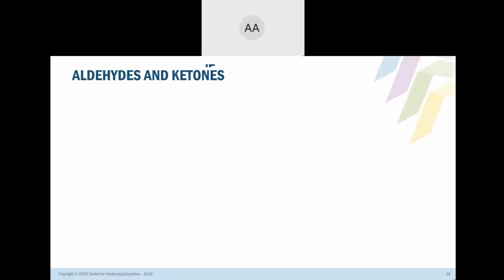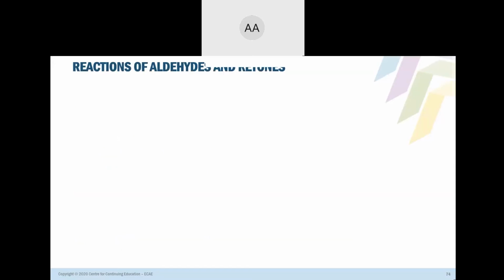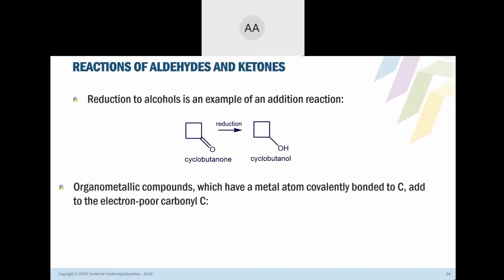Aldehydes and ketones. They both contain the carbonyl group, carbon double bond O. The R indicates the hydrocarbon groups, and aldehydes are named by replacing the final E of the alkane with the suffix -al. Ketones have the suffix -one, and the position of the carbonyl must always be indicated. Reactions of aldehydes and ketones. Reduction to alcohol is an example of an addition reaction, as you can see in the example there, where we go from cyclobutanone to cyclobutanol. Organometallic compounds, which have a metal atom covalently bonded to carbon, add to the electron-poor carbon, as you can see in the example.